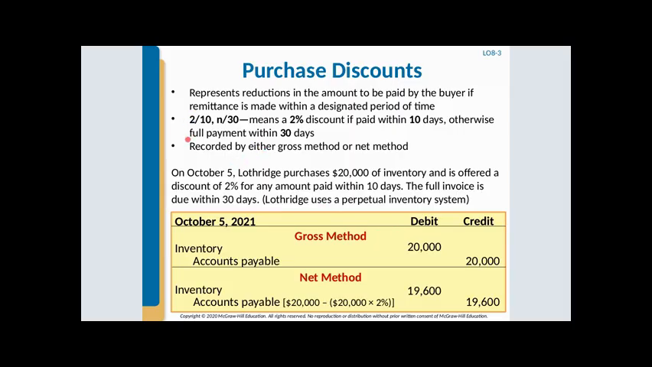So basically we have a 2%, so you can multiply the gross amount by 98% or 1 minus the 2%, and that will give you the net amount, right? The net amount. So if we're using perpetual system, we're going to debit inventory and credit accounts payable. Gross method, nothing. We ignore the discount. With the net method, it is net of the discount.